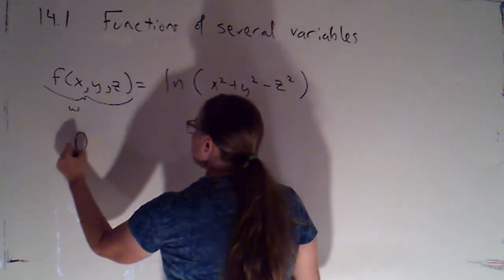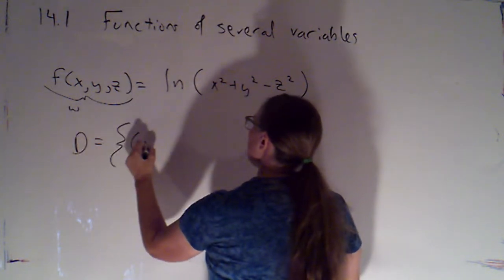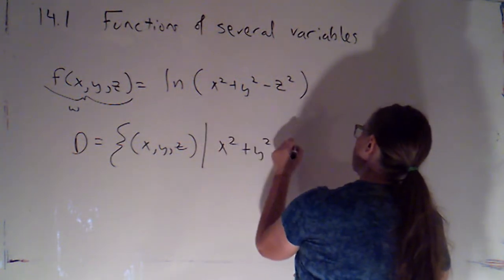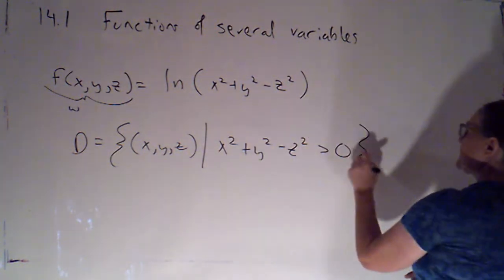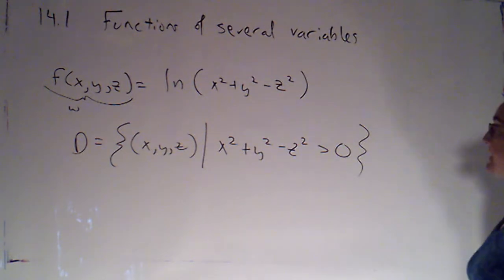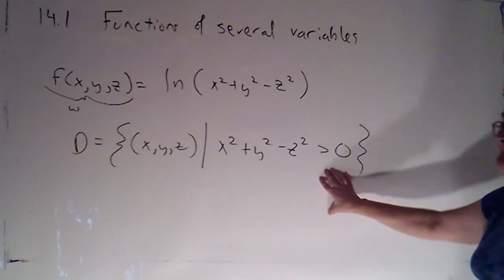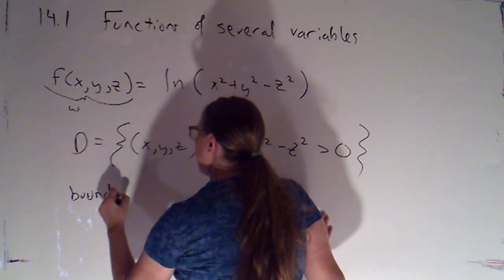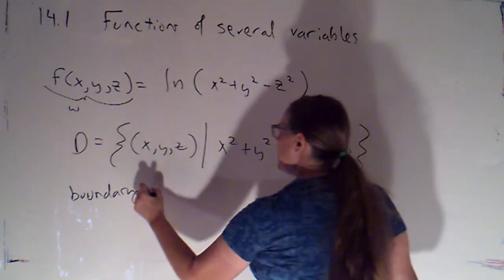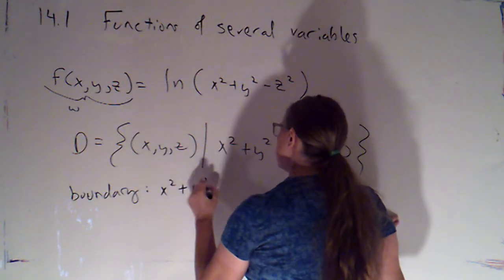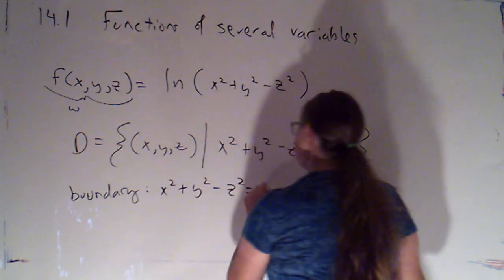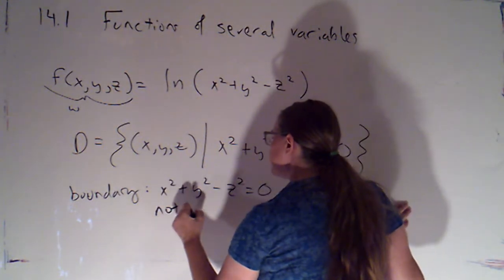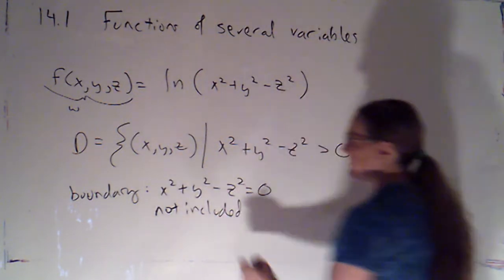We're looking at the points x, y, z for which this is defined. So I can say my domain is just the set of all points x, y, z such that x squared plus y squared minus z squared is strictly bigger than 0. Okay. So my boundary, and it's going to be a boundary surface in this case, would be the set of all points where x squared plus y squared minus z squared is equal to 0. And that boundary is not included because it's a strict inequality.